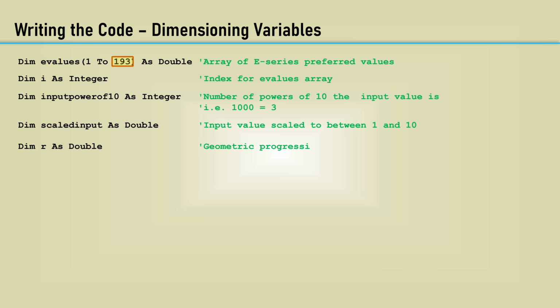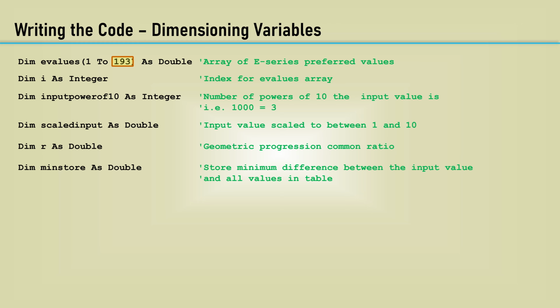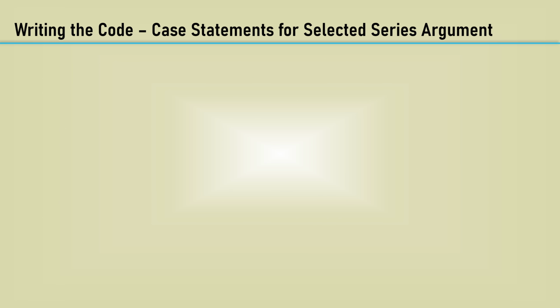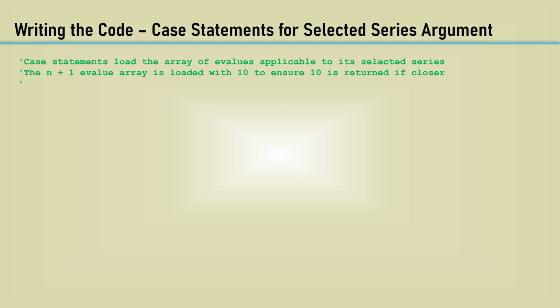R is the geometric regression common ratio, which is a double. Min_store is a variable used to store the minimum difference between the input value and all values in the array. It's a double as well. Closest scaled is a double and is the closest scaled number found in the applicable array. Val steps is an integer, which is a number of values in the applicable series. Next is to use case statements to determine what series argument is selected. Select case for the selected E-series argument first for E3. Set the value steps to 3.